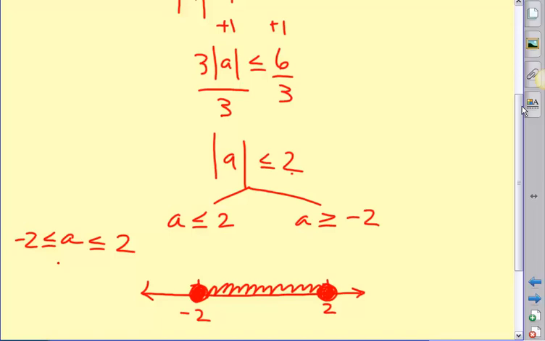Can you only decide it once you isolate it? No, you need to isolate it because this sign may flip if you divide by a negative or something. Okay?